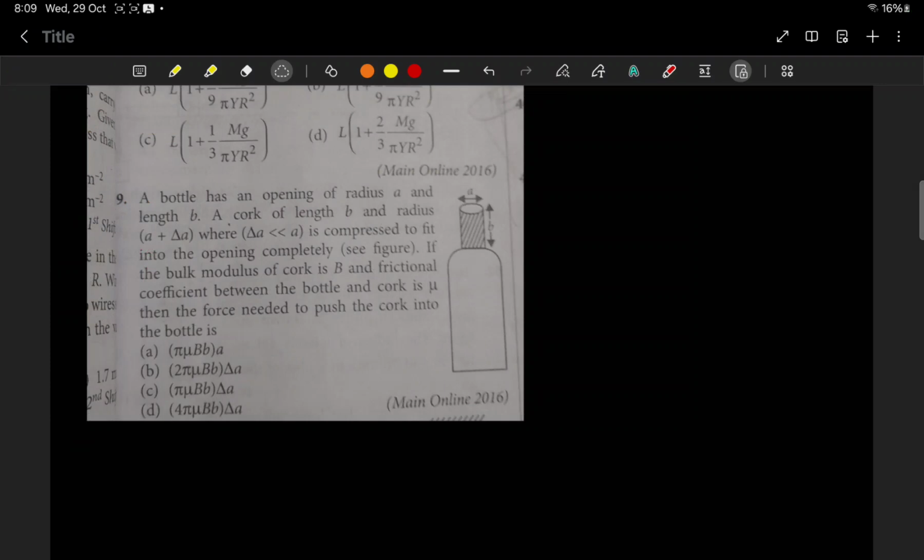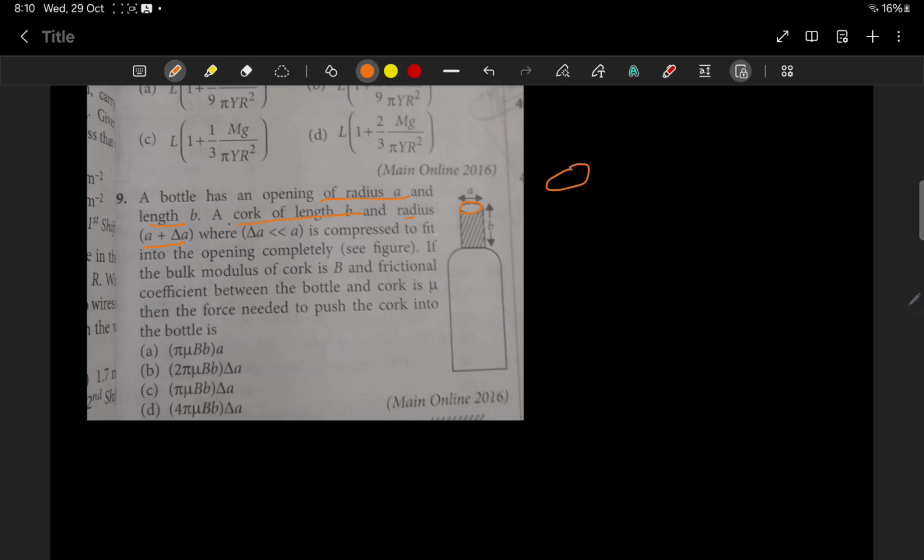So in this question there is a bottle. The bottle has an opening of radius a. This opening radius is given as a, and the length is b. Now a cork of length b and radius a plus del a. So here the radius of the cork is less.